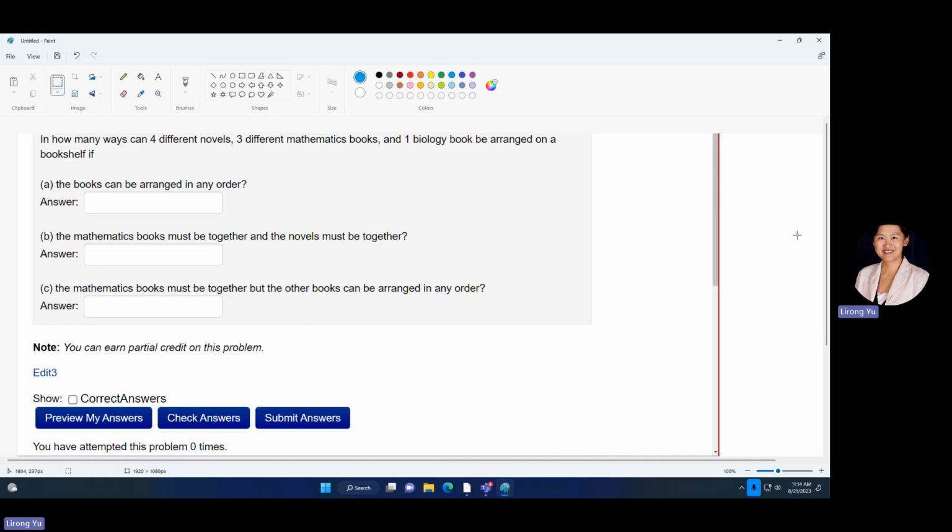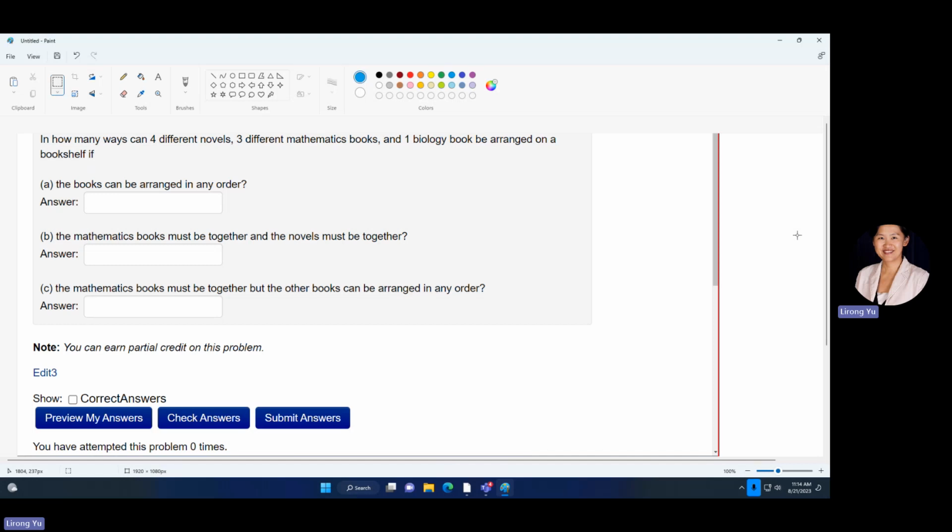The first question, if we don't care about the subject, the subject does not matter. All you care about is that there are different books: 4 different novels, 3 different math books, 1 biology book. The math books are not the same book, and the novels are not the same novel. Therefore, there are actually 8 different books. Next question. If you are just arranging 8 different books on the shelf, the order matters.